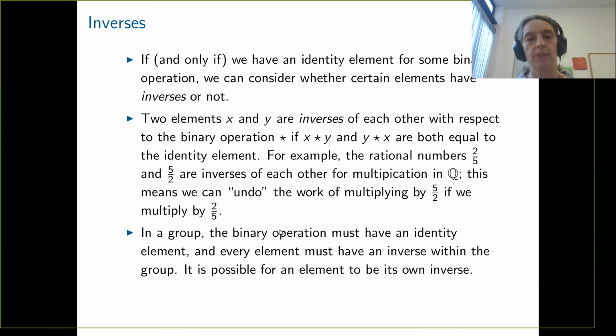Okay, so in a group, the binary operation must have an identity element. Every element must have an inverse, and that inverse must live within the group as well. And it's possible, of course, for an element to be its own inverse. The identity element, for example, will always be its own inverse, but it's possible for other elements also to be equal to their own inverses. Okay, so those are the various properties that a group must satisfy.